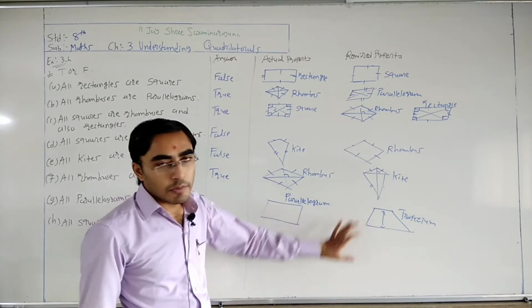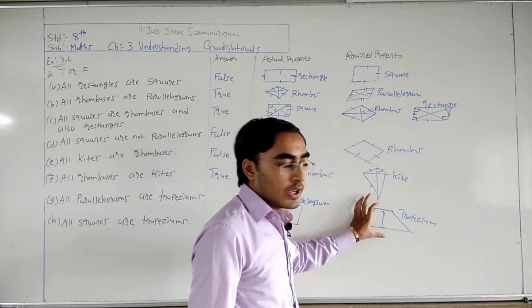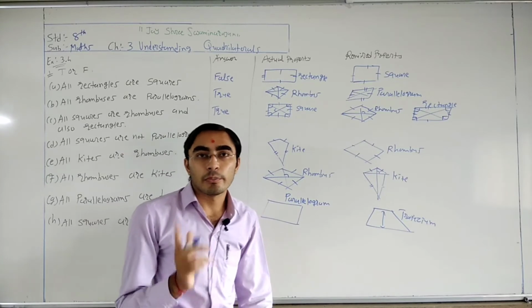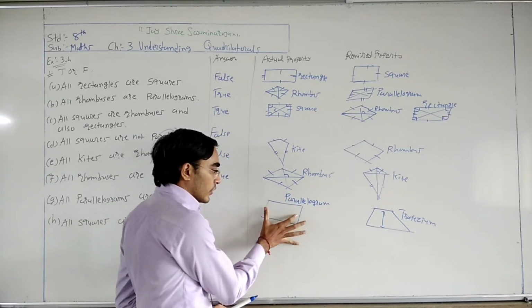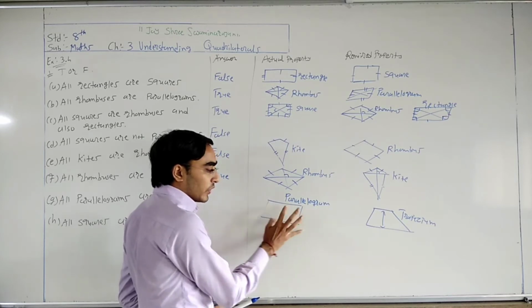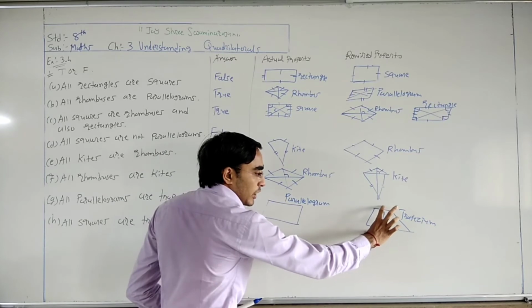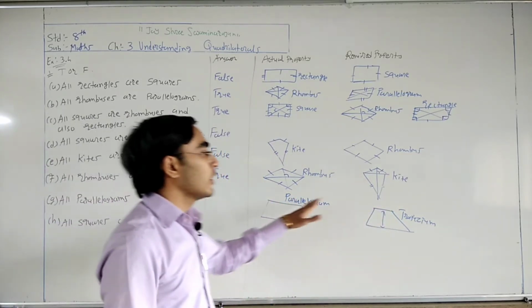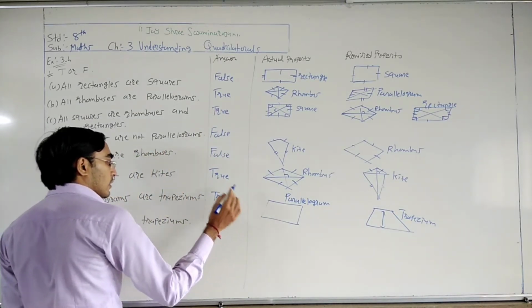Right? Only one property is there for the trapezium: only one pair of opposite sides is parallel. In a quadrilateral we have two pairs of opposite sides. These two sides are opposite, and these two are opposite sides. So we have two pairs. Here we want one pair parallel, here we have both pairs parallel. So definitely a parallelogram follows the property of a trapezium. That's why this statement is true.